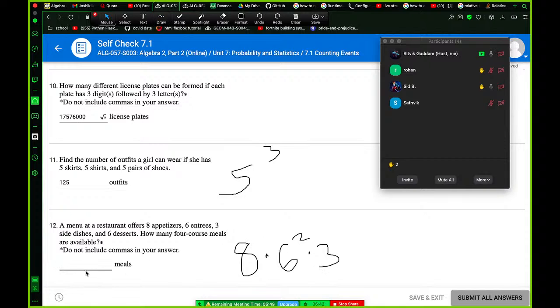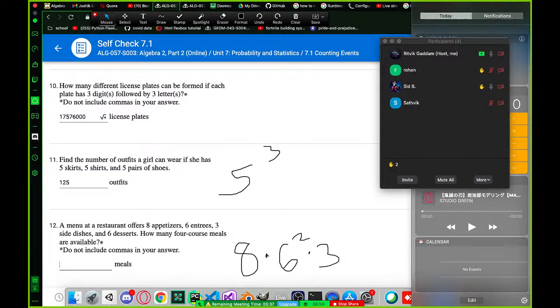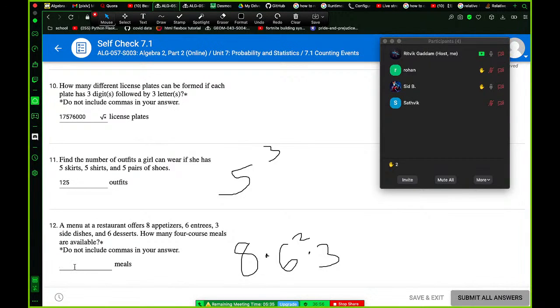So what would you actually get? 8 times 3 is 24. So that'd be 24 times 6. This gives you 864. Sorry, I thought it was 24 times 36 because of 6 squared. So what did you get? 24 times 36 is 864. Okay, good job, Sid.